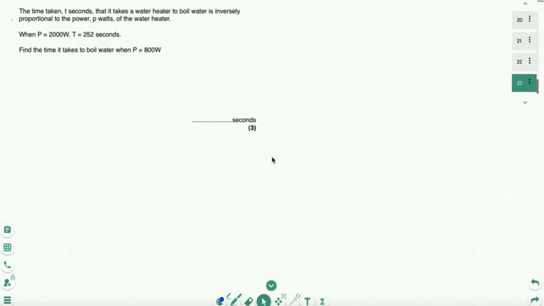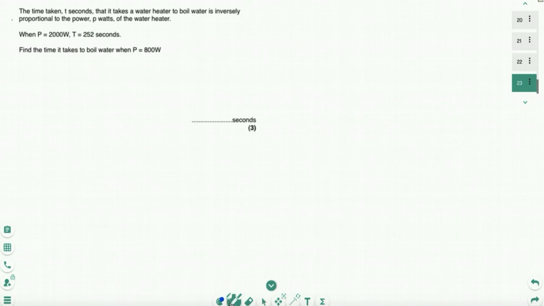Guys, let's hop onto some questions here. The time taken, t seconds, that it takes a water heater to boil water is inversely proportional to the power p watts of the water heater. When P equals 2000 watts, T equals 252 seconds. Find the time it takes to boil water when P equals 800 watts. So let's just digest this really slowly. And let's see what we have to do.